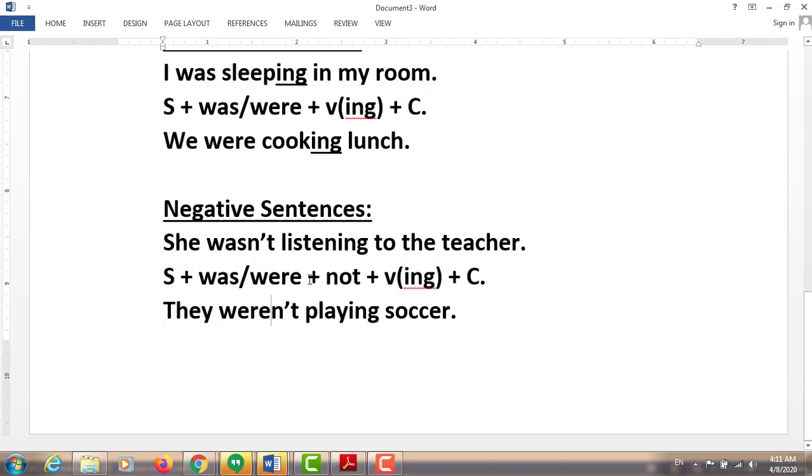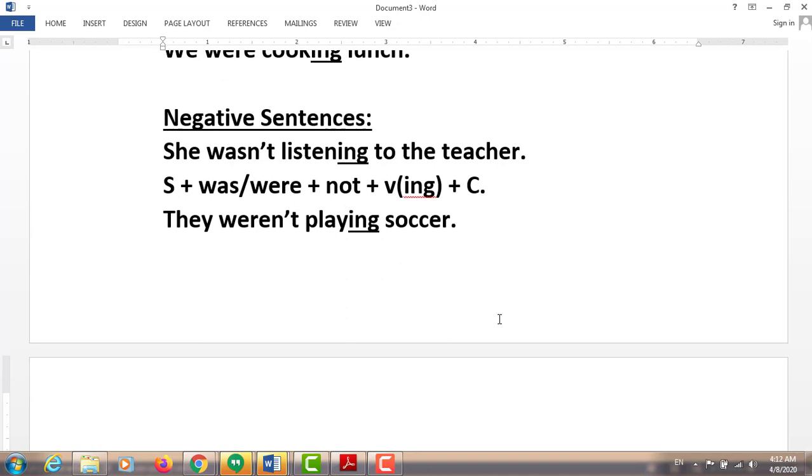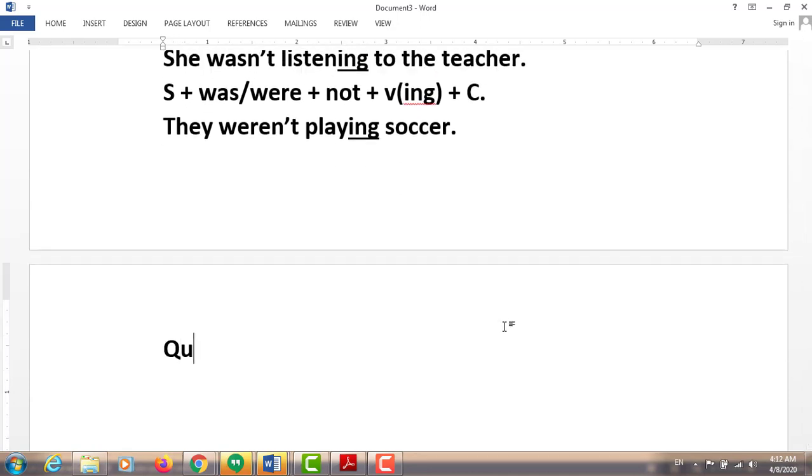And then you have not. See? Not. And then you have verb ing. And then you have complement. This is our verb ing. Let me underline this one as well. And as well as this one. Okay. And then you have questions.